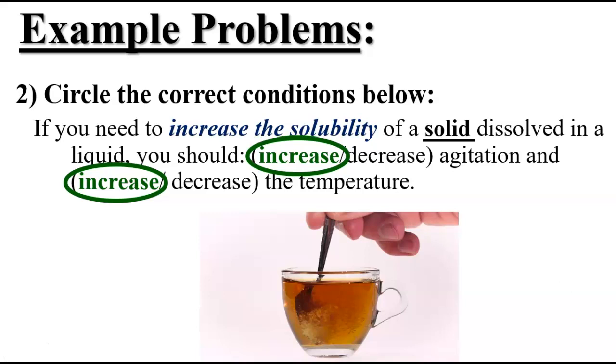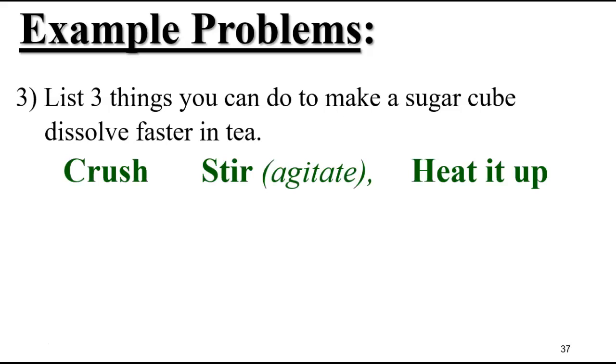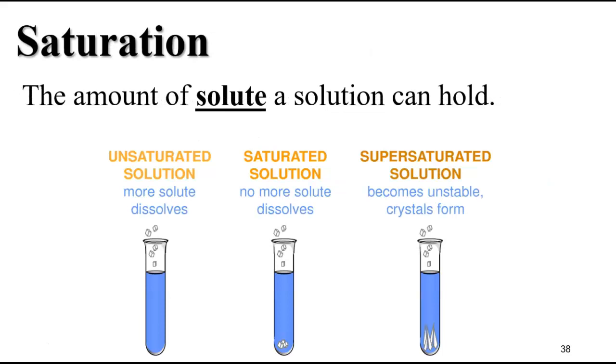And the last thing, number 3. Three things you can do to make a sugar cube dissolve faster in tea. Okay, and those are the 3 things we talked about on the last page. Crush it, stir it, and heat it up. Okay, good job.